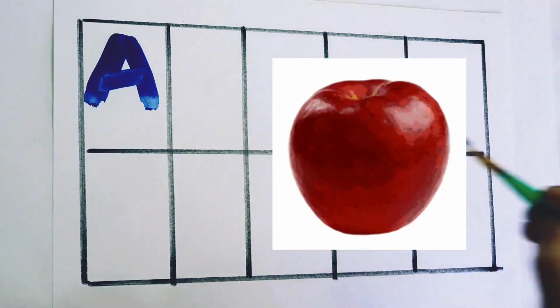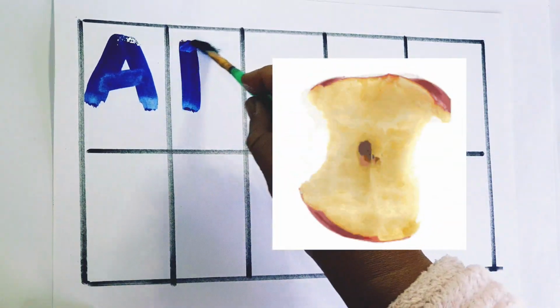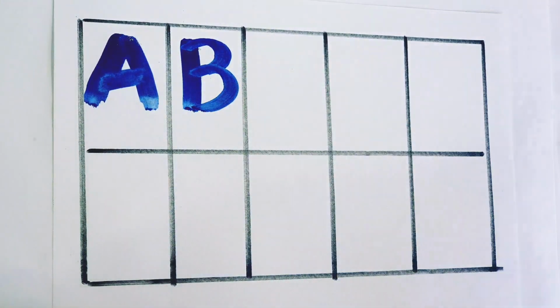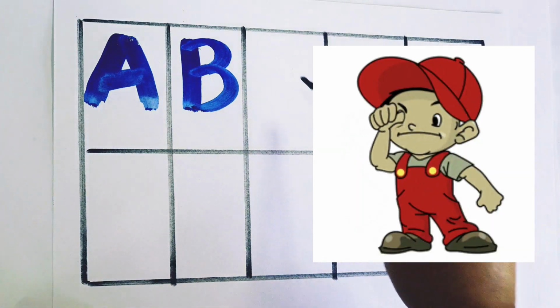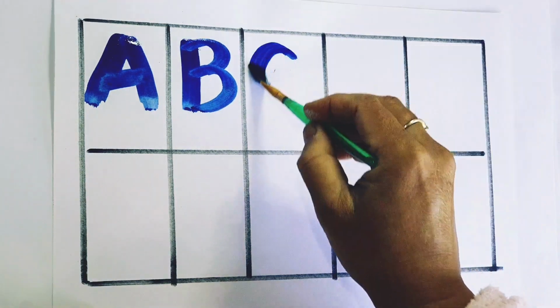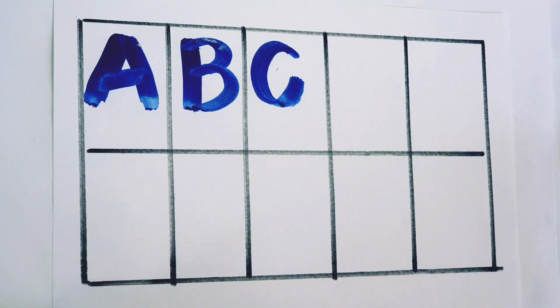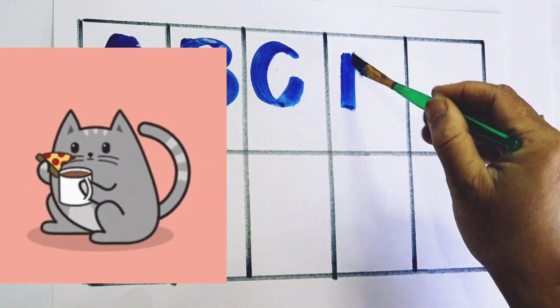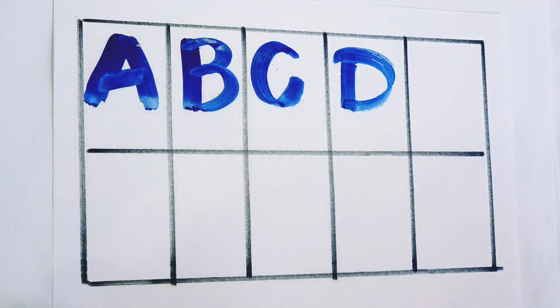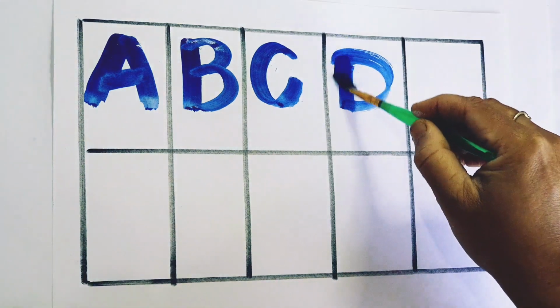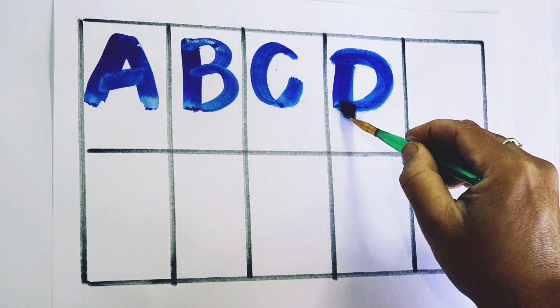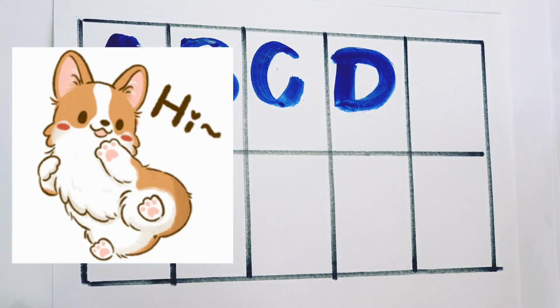A for apple. B for boy. C for cat. D for dog.